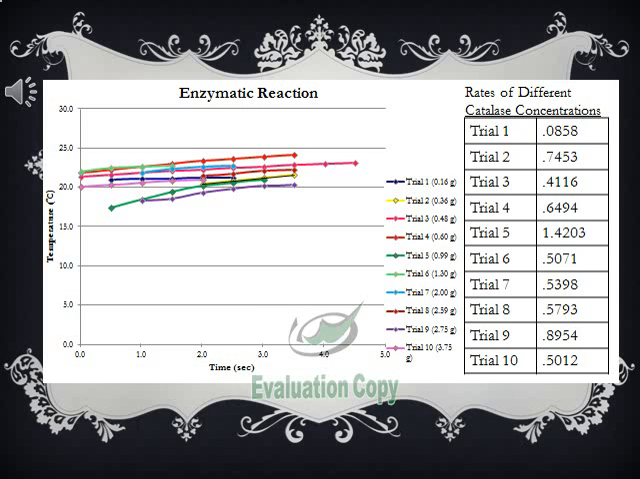This graph shows the relationship between the rate of reaction and time. The lines on the graph represent the temperature increase as the reaction between the catalase and the hydrogen peroxide progresses. The table on the right displays the rates of the catalase concentrations from the trials in order of increasing catalase mass.